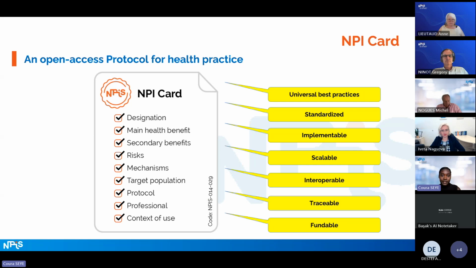What is an NPI card? The card is the fact sheet documenting the full intervention protocol. You will find on the NPI card the designation of the NPI, the main health benefit, the secondary benefits, the risks, the mechanism, the target population, the protocol, the qualifications required by the professional to carry out the protocol, and the context of use.